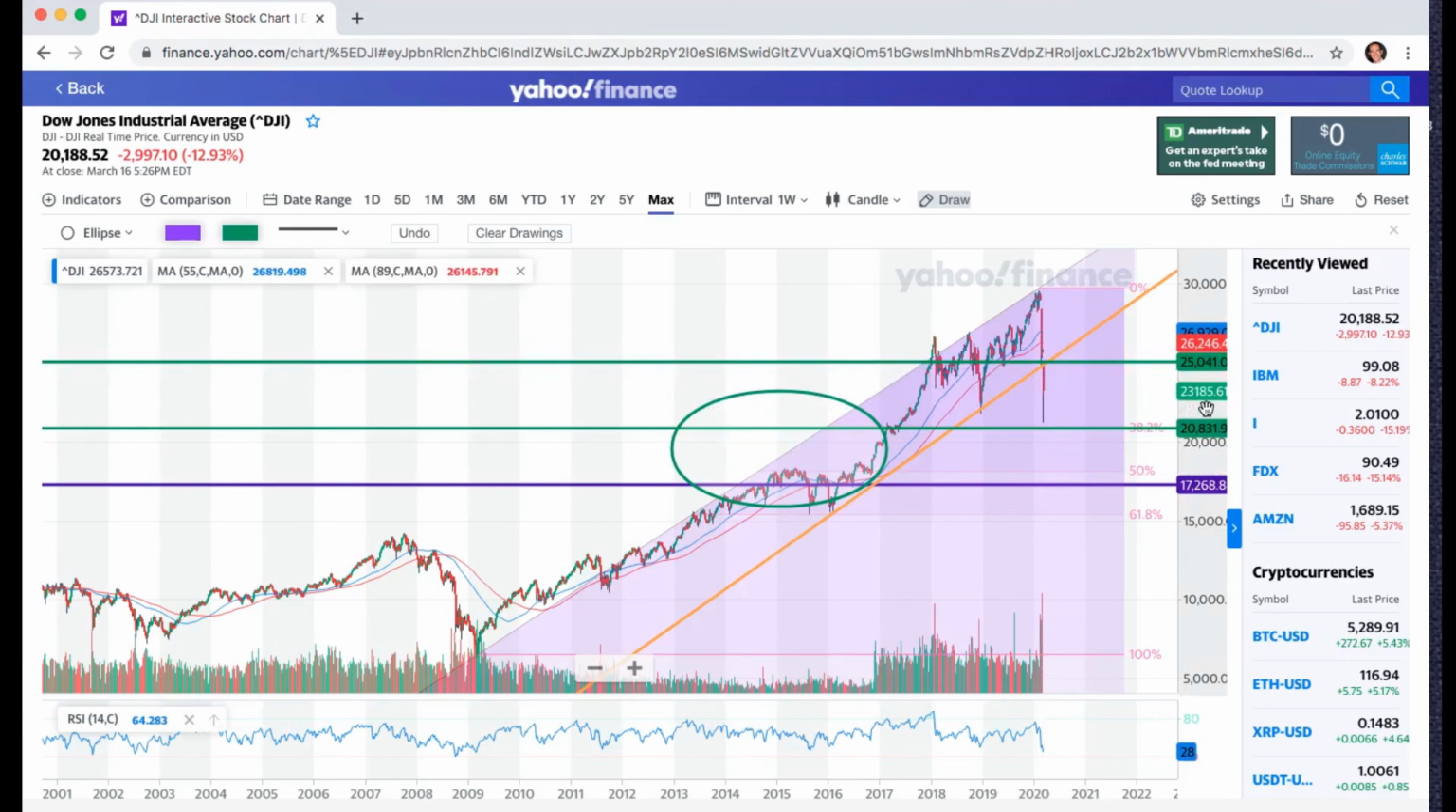Who knows what's going to happen when the market opens and what crazy things are going to go on. But for right now, I hope that helps make some sense.